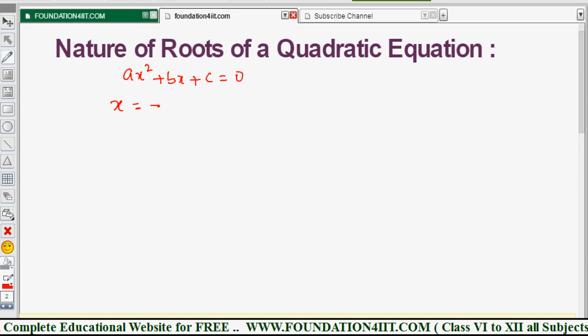And x value is minus b plus or minus under root b square minus 4ac divided by 2a. Now without solving this completely, just under root we have b square minus 4ac, so that value we can take it as some d. So here d is the discriminant, so we can call it a discriminant. Based on this d we can find out the nature of the roots. So this is a discriminant.